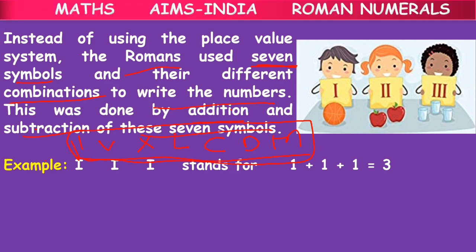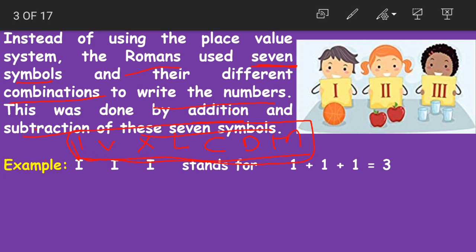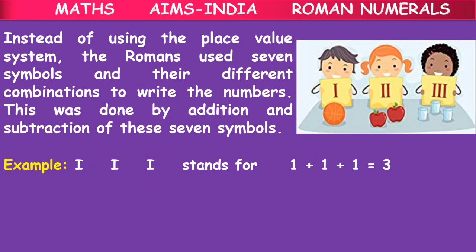First example is I. We have three I's here. What does this stand for? I means 1. So 1 plus 1 plus 1 is equal to 3. Look at these 3 I's here. You might be familiar with this from when you were in 3rd class. You used these 3 I's to write your class 3. Instead of writing the number 3, you used these 3 I's to write it. Now these 3 I's become the Roman numeral. And this number 3 becomes what, children?